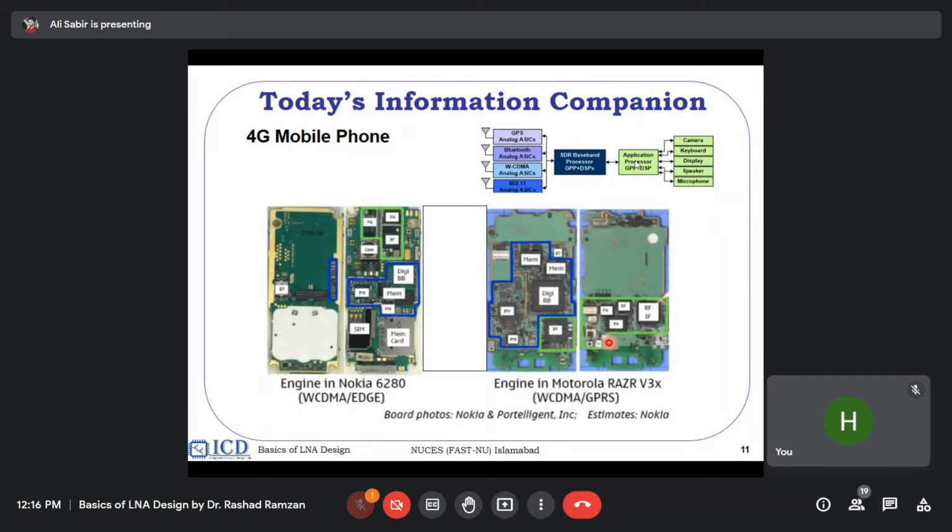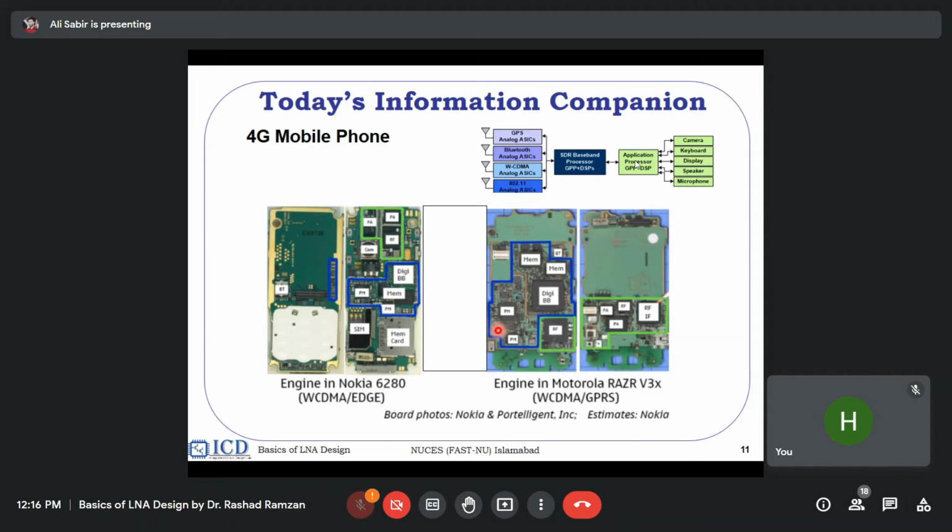So if you look at the mobile phone PCB, you find all these radios marked here. Your GSM radio, your Bluetooth radio, your GPS radio, and in the same space they have the RF chipsets, and they also have the power amplifiers which are dedicated to each standard.